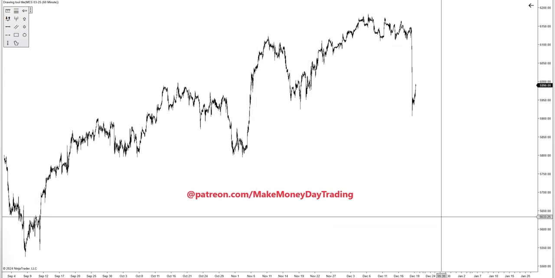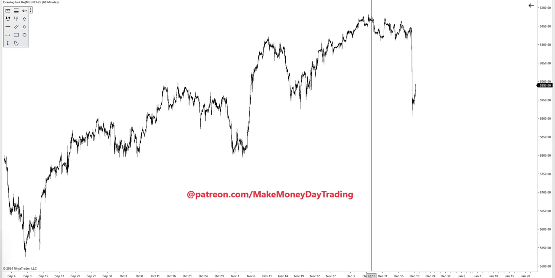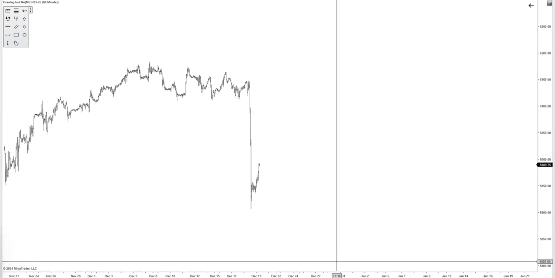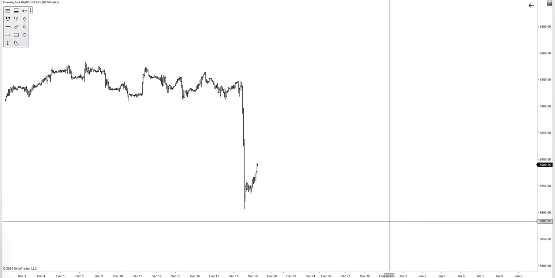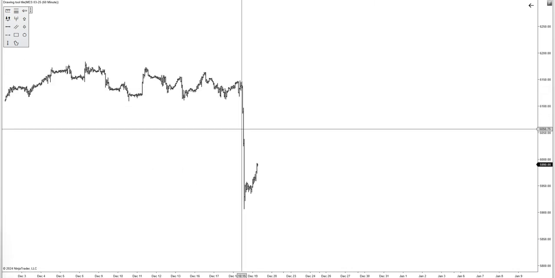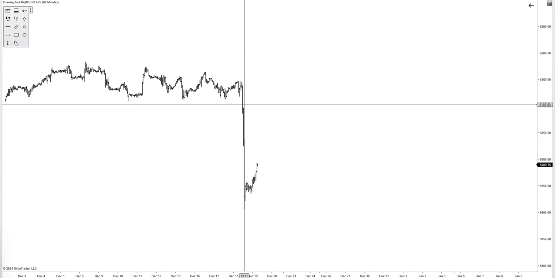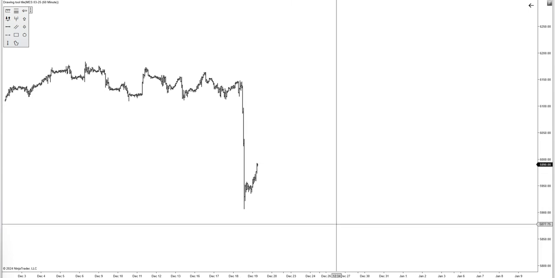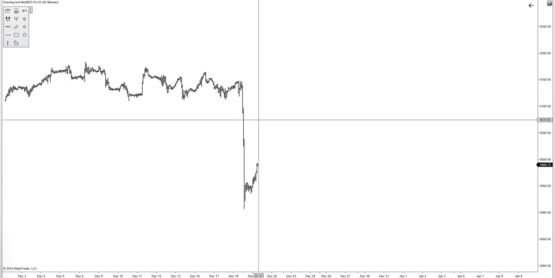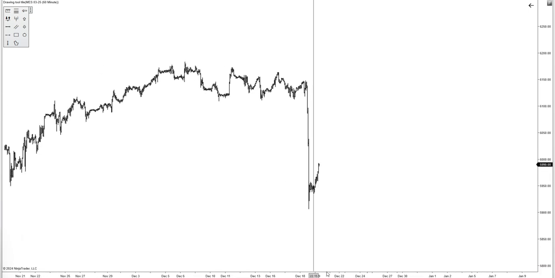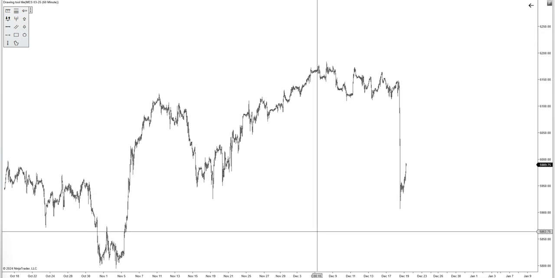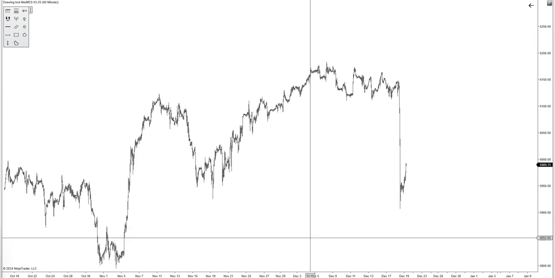Holy smokes, what a bar. Look at that thing. Three hours of just pop, pop, pop, pop. I imagine it's going to fill the gap. I don't know. I'm at a loss for words.